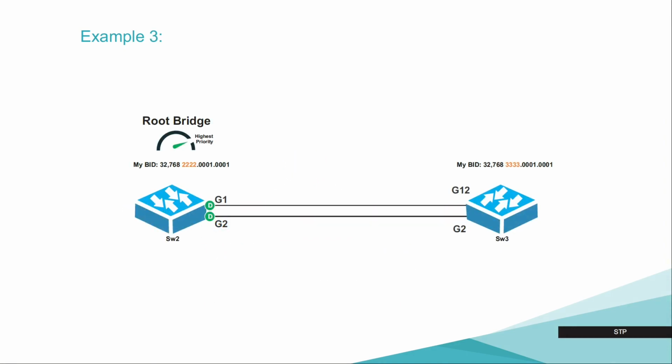Let's take another example. In our example here, we have two switches, switch 2 and switch 3. Switch 2 has the lowest bridge ID, so it will become the root bridge. Switch 2 interfaces will be designated forward. And right now, we need to define the root port and the plugged port on switch 3. So interface G12 is coming from switch 3 and the cost is 4.